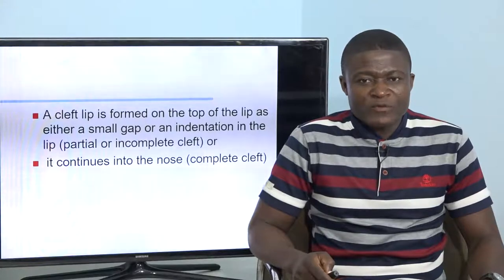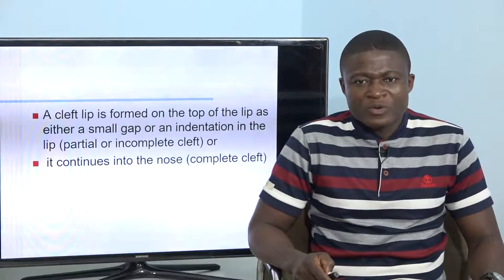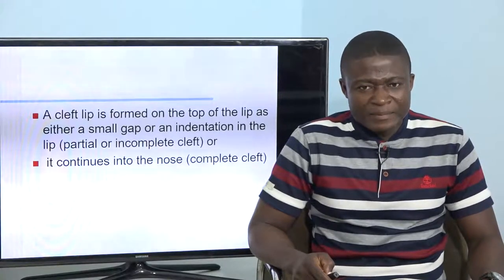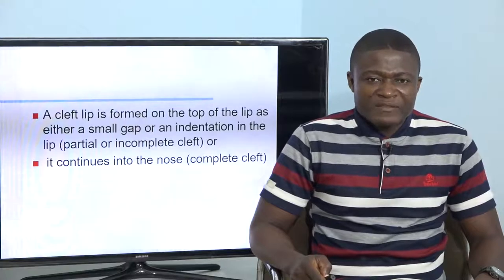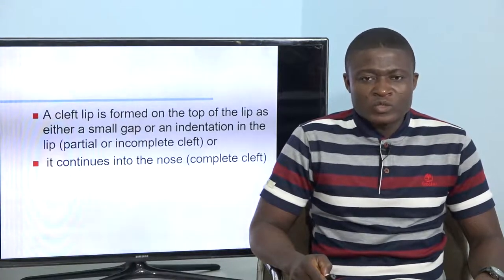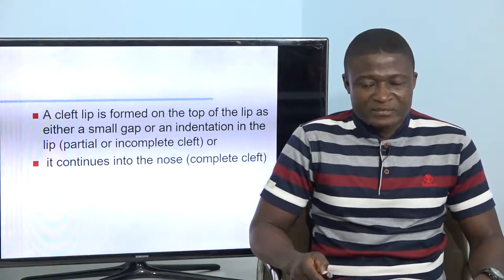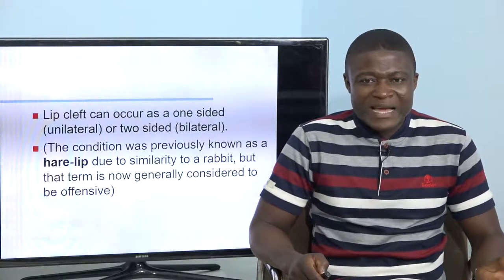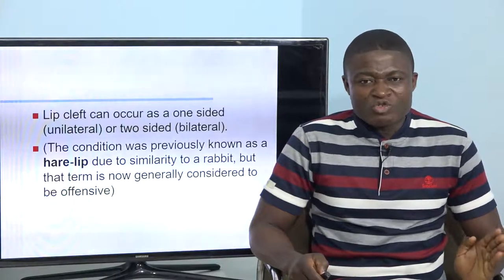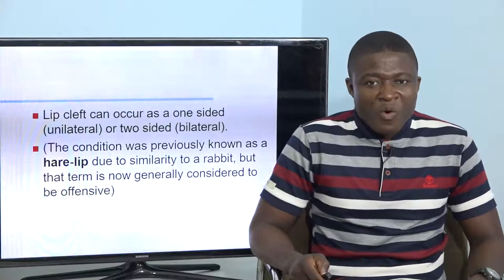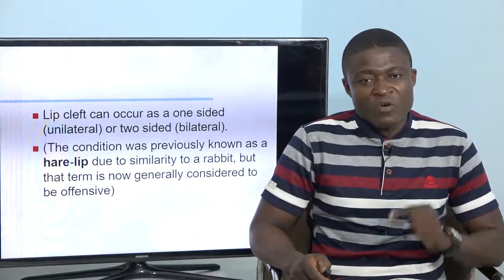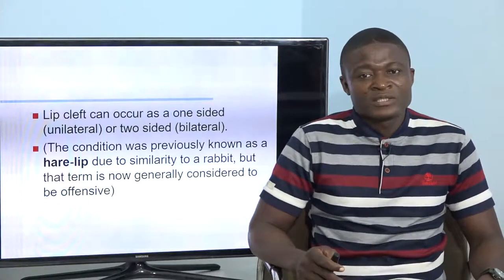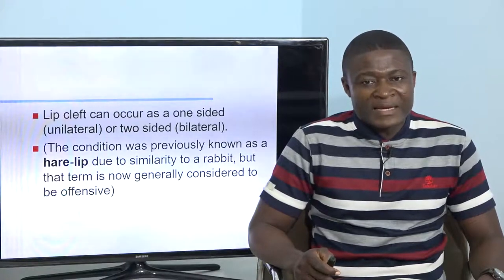A cleft lip is formed on the top of the lip as either a small gap or an indentation in the lip. We call it partial or incomplete cleft. A cleft lip may also continue into the nose. So this one is a complete cleft. Cleft lip can occur as one-sided, which is referred to as unilateral cleft lip, or it may be two-sided. So you have the cleft lip occurring on the left side and then the right side. This one is referred to as a bilateral cleft lip.